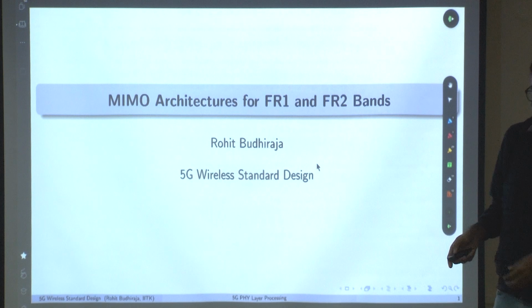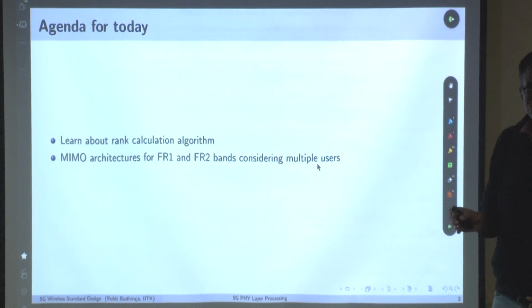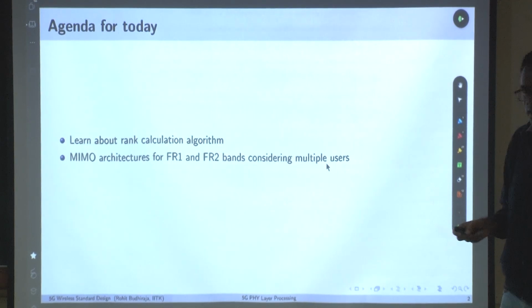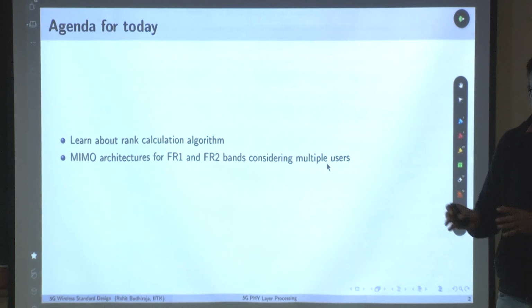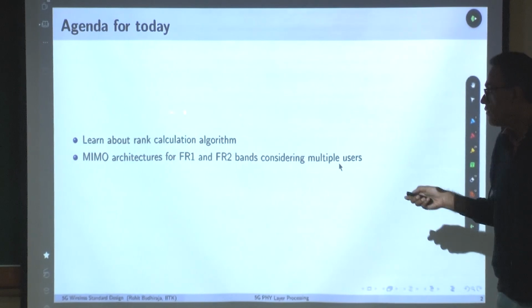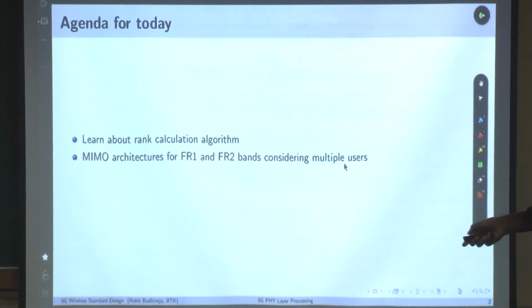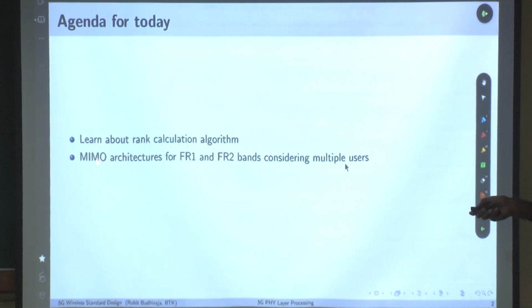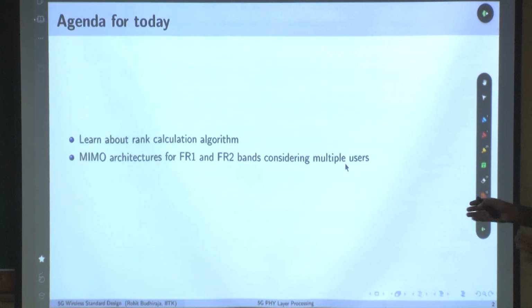Okay, welcome back. So, where are we? We need to learn about this rank calculation algorithm. That's where we stopped in the last class. We'll discuss that. That's only one part of the class, and then I will teach you how these MIMO architectures are different for FR1 and FR2 bands.